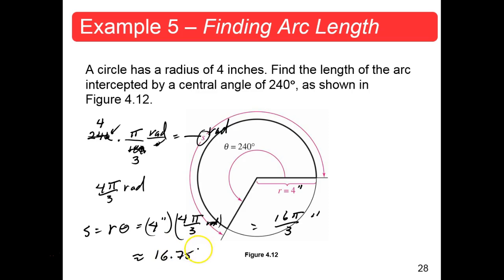16.75 inches. I agree. That sounds like a very reasonable answer. Here's why I say that. Remember what pi is? 3.14. That's a little bit more than 3, right? So it'd be 3 and a small fraction, and that will almost cancel the 3 in the denominator. You have a little left over, and 4 times 4 is 16. That's a little bit more than 1. So yeah, that seems like a very reasonable answer.